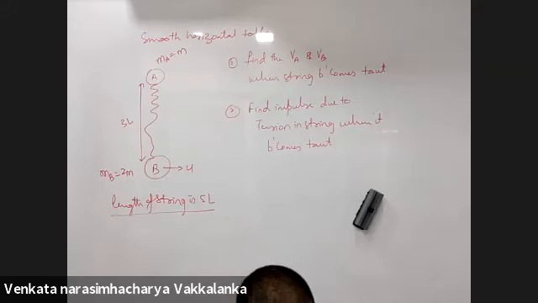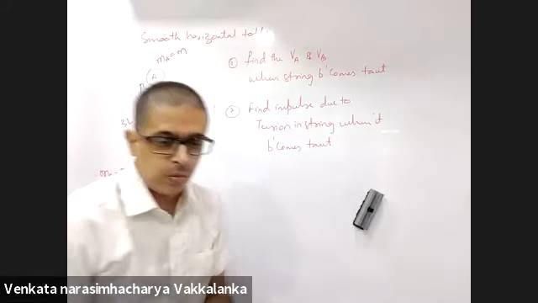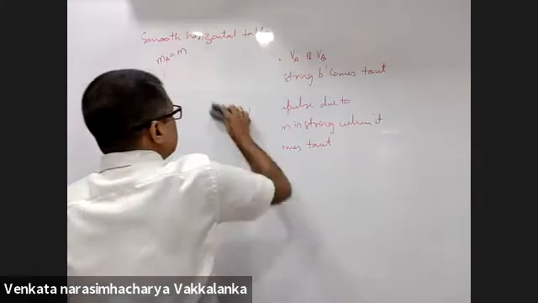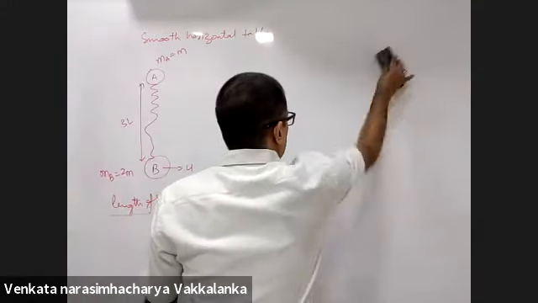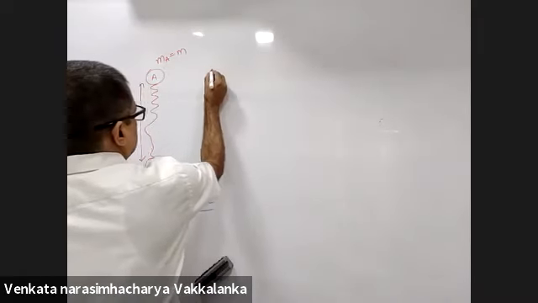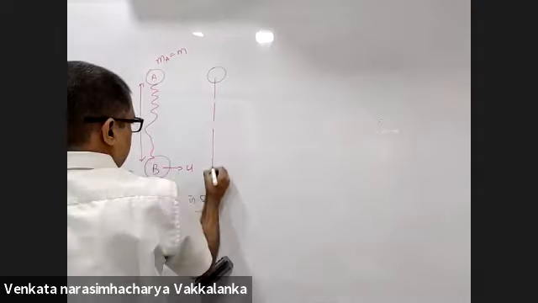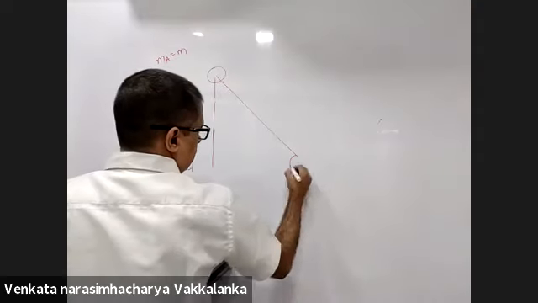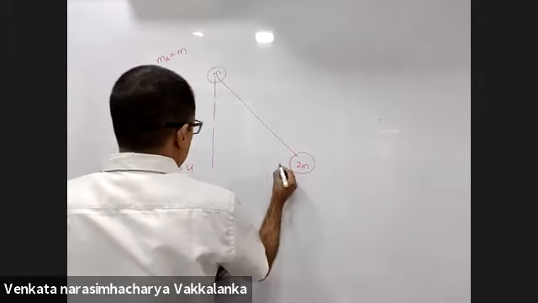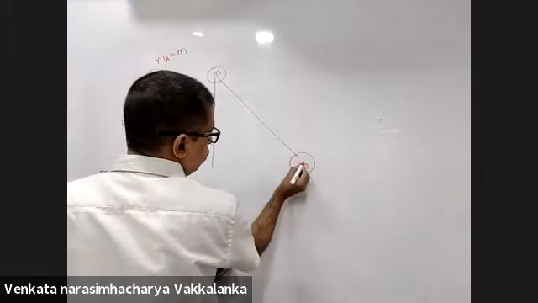Firstly, listen. When will the string become taut? When the length of the string is 5L, when it will move 4L in the horizontal direction. This is 2m, this is m, its velocity was u.